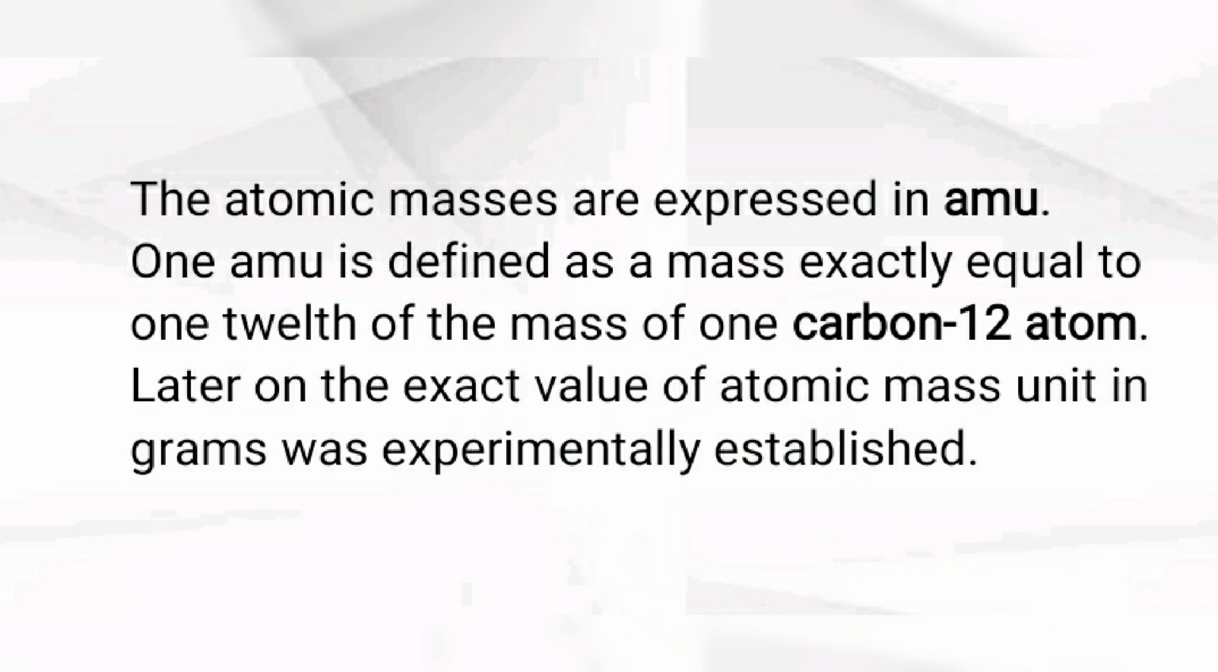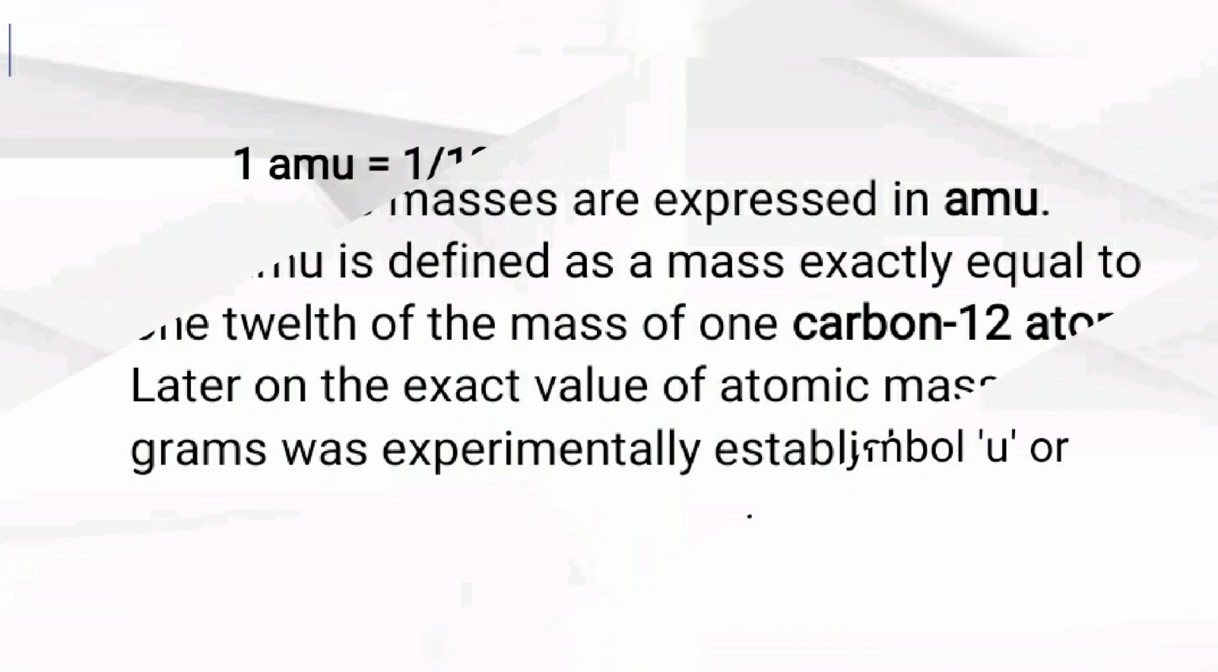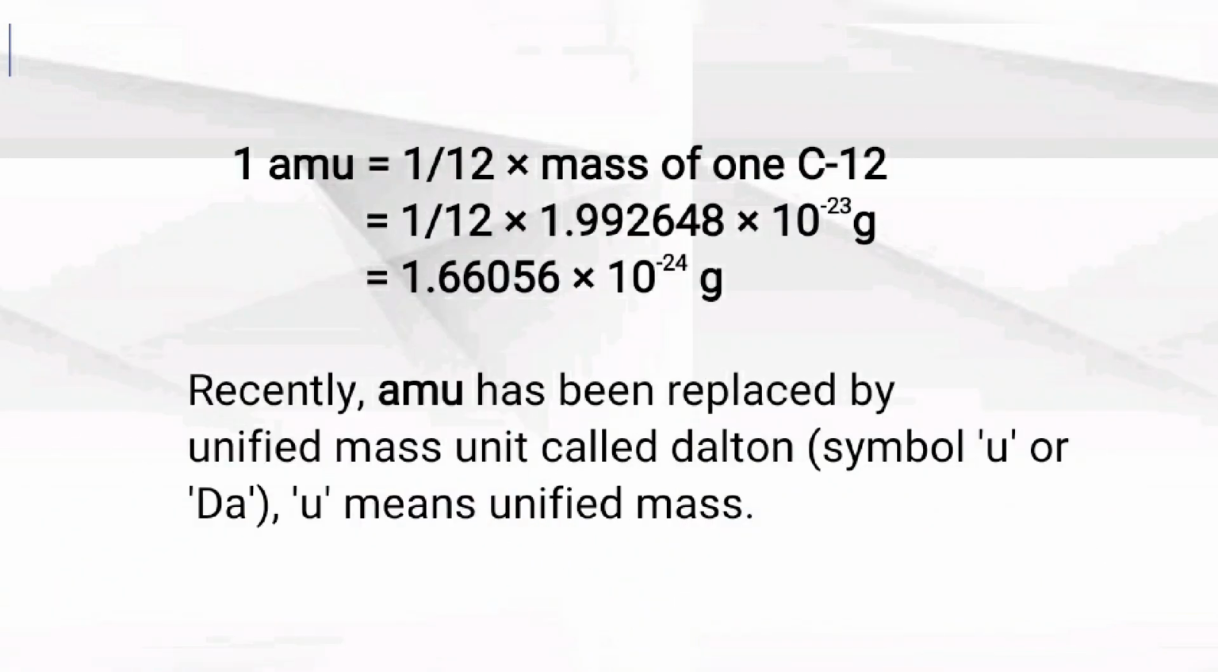Later on, the exact value of atomic mass unit is taken in grams. See, 1 AMU, that is 1 atomic mass unit, is equal to 1/12th into mass of 1 carbon-12 atom. That is equal to 1/12 into 1.992648 into 10 raised to power minus 23 gram. So the resultant is 1.66056 into 10 raised to power minus 24 gram. So this value is the value of 1 atomic mass unit.